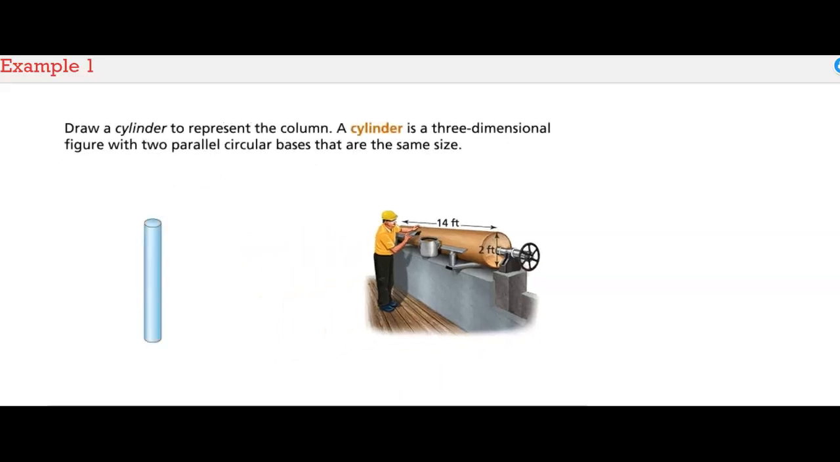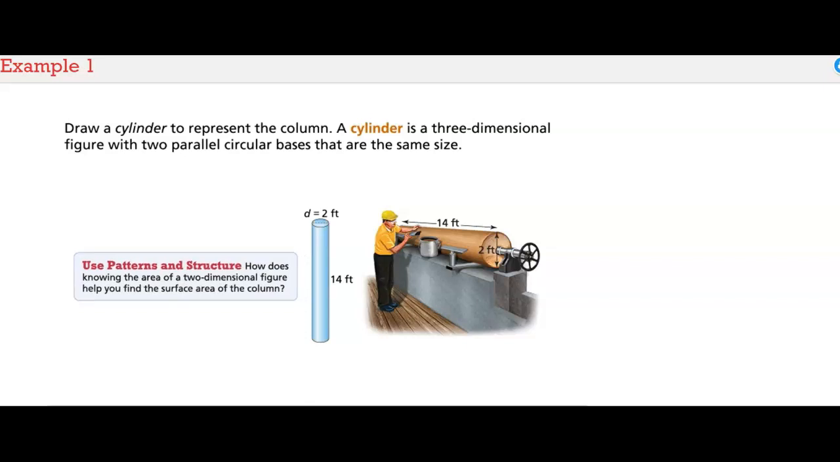Draw a cylinder to represent the column. A cylinder is a three-dimensional figure with two parallel circular bases that are the same size. The cylinder's height is 14 feet, and the diameter of each of its two circular bases is 2 feet. How does knowing the area of a two-dimensional figure help you find the surface area of the column?